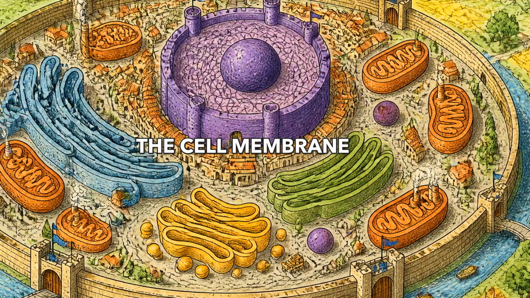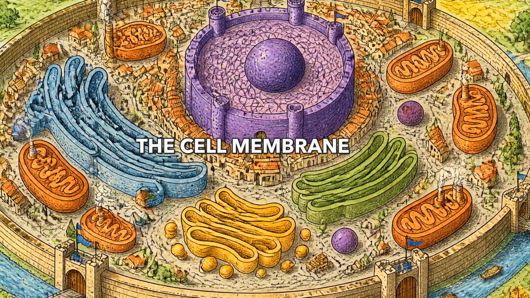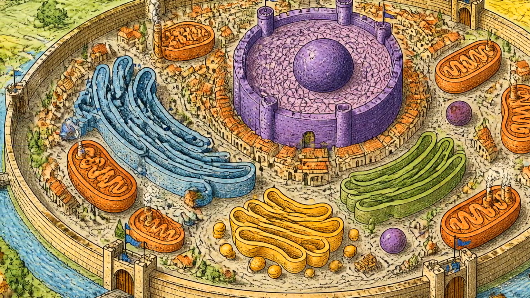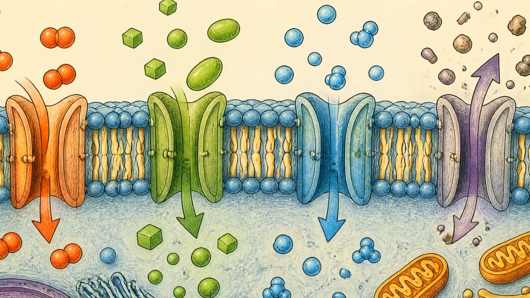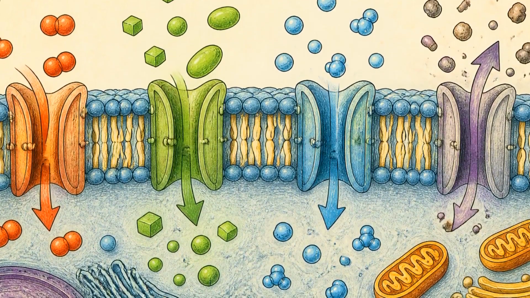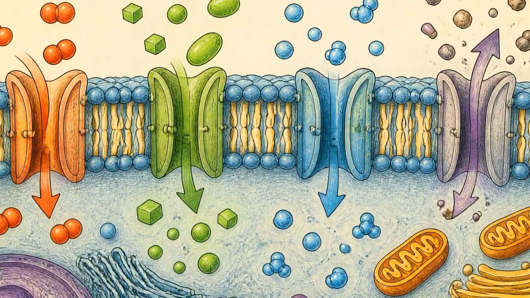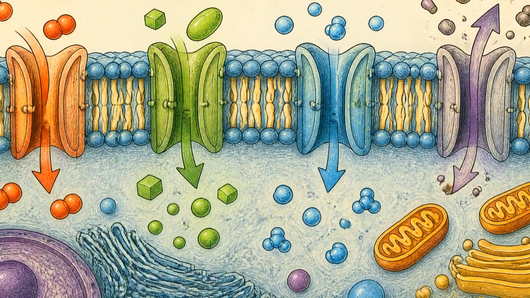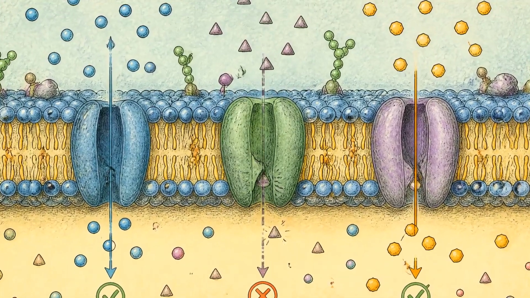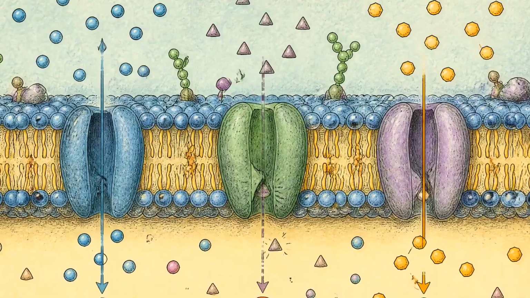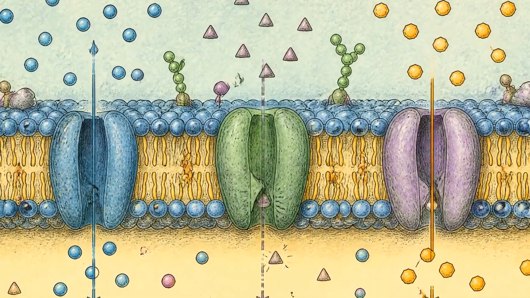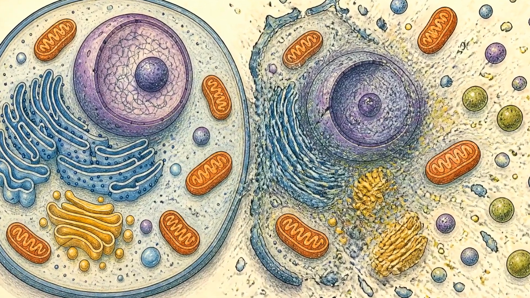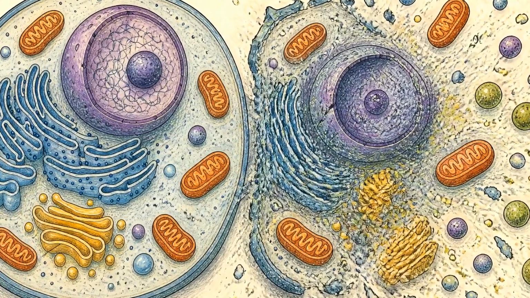The cell membrane. Imagine a city surrounded by security gates. The cell membrane is that protective border. Its job is to decide what enters the cell and what leaves it. Oxygen, nutrients, and water can enter, while waste products leave. The membrane isn't completely sealed. Instead, it's selectively permeable, meaning it carefully controls what passes through. Without the membrane, a cell wouldn't be able to maintain the stable environment it needs to survive.